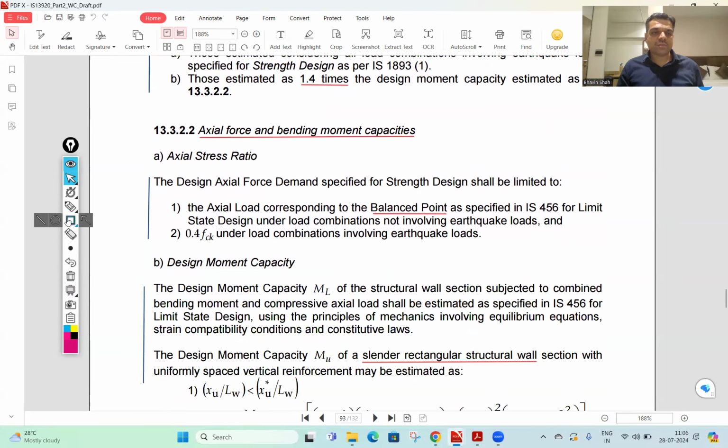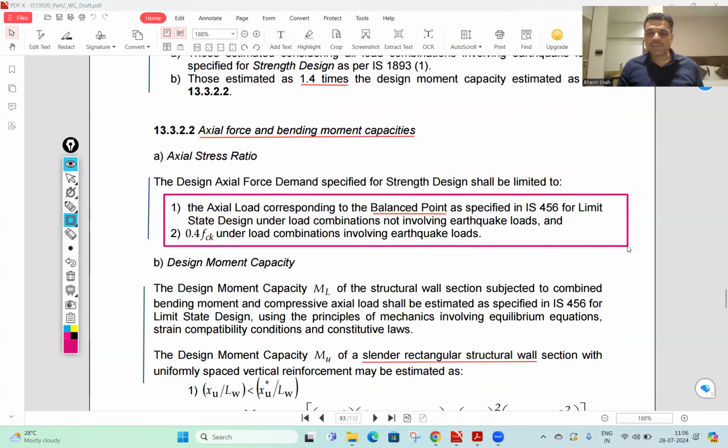Now here it says to consider the balance point as specified in IS 4556 for limit state design under load combinations not involving earthquake loads, and 0.4 fck under load combinations involving earthquake loads.